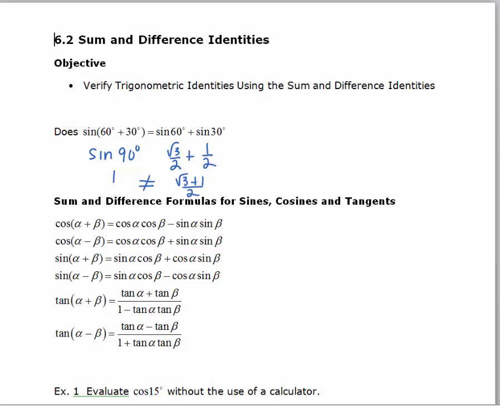And listed below I have the trigonometric identities for the sum and difference for sines, cosines, and tangents. You will not be responsible for the proofs of these. You can look them up on the internet or in a textbook, but for now I want you to be able to use these identities to verify other identities.